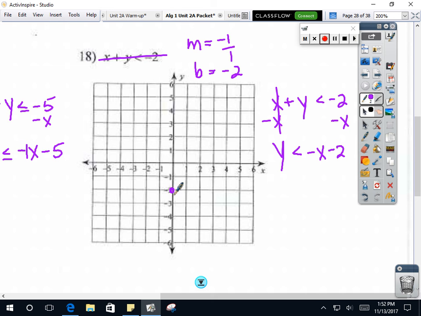So I plot a point at negative 2, and from there I go, correct, down 1 and right 1. Or I could have gone up 1 and left 1. Am I going to do a dashed or a solid line? Dashed, showing that the points on the line are not solutions to the inequality. They would make false statements. All the solutions are found less than the line, which would be below it, right?